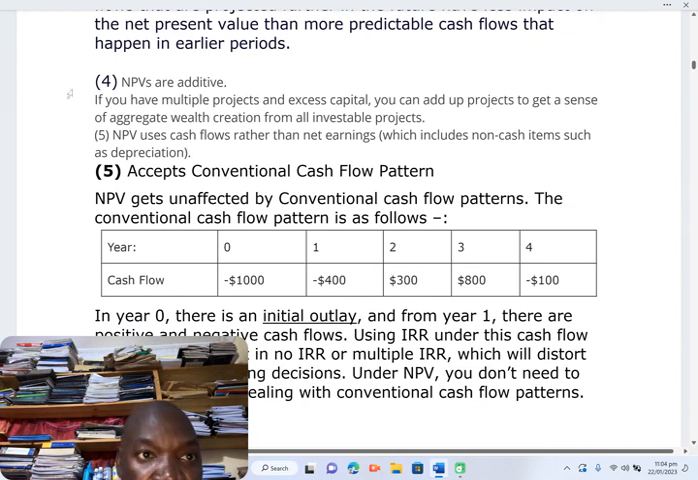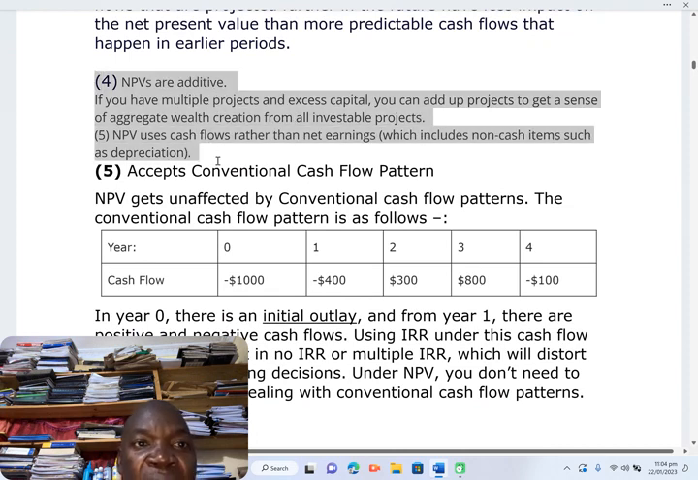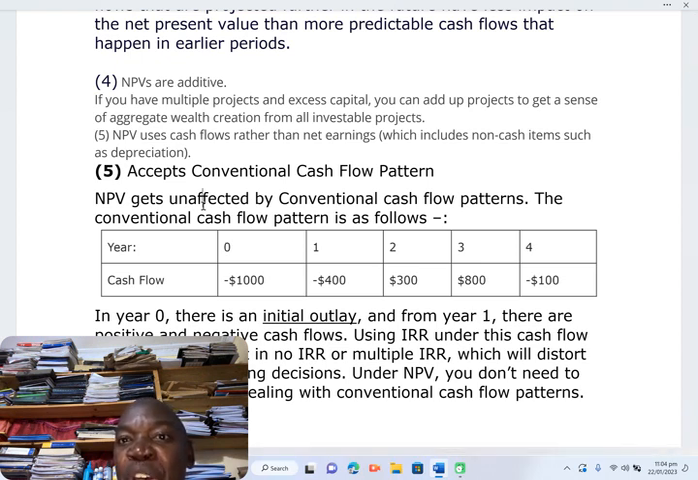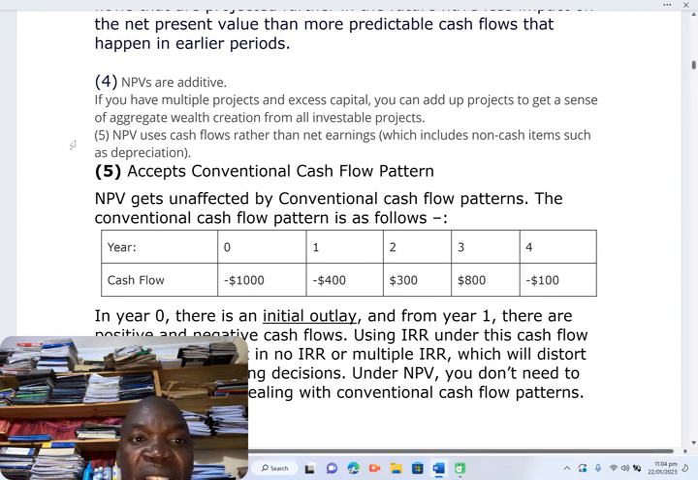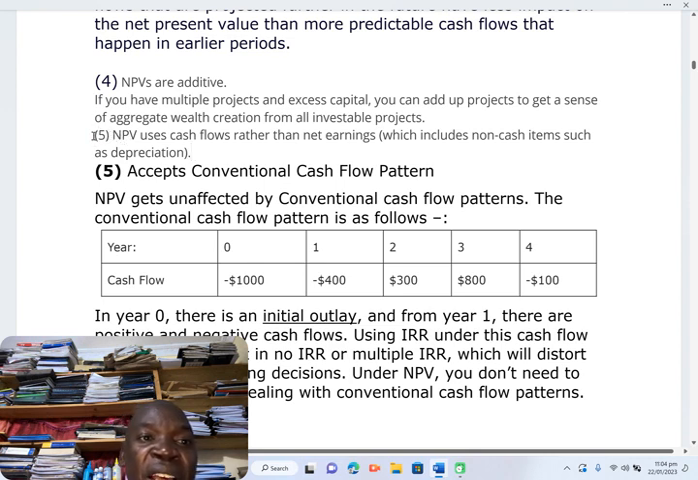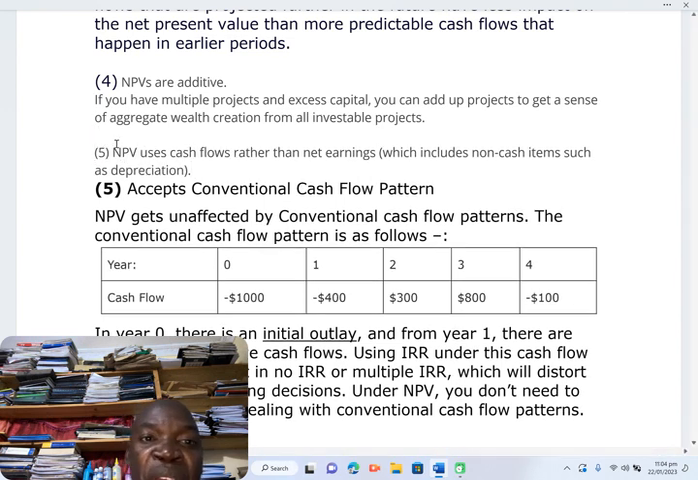Let's see. Number 4, we are saying the NPV is additive. If we have multiple projects and excess capital, you can add up projects to get a sense of aggregate wealth creation from all investable projects. Number 5, NPV uses cash flow rather than net earnings, which include non-cash items such as depreciation. So this is another advantage of NPV.